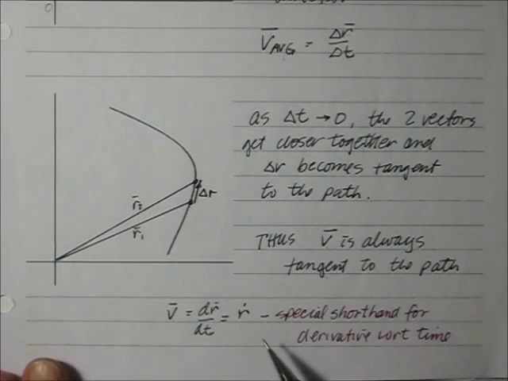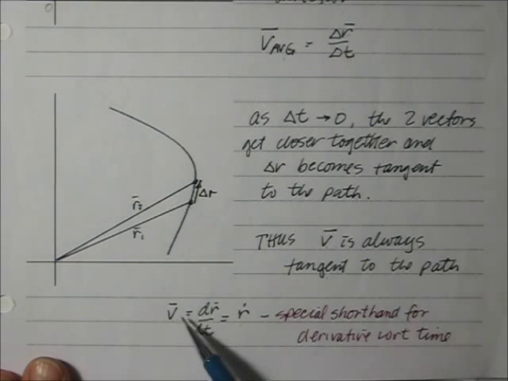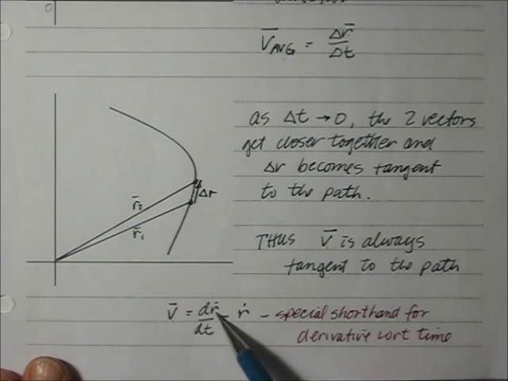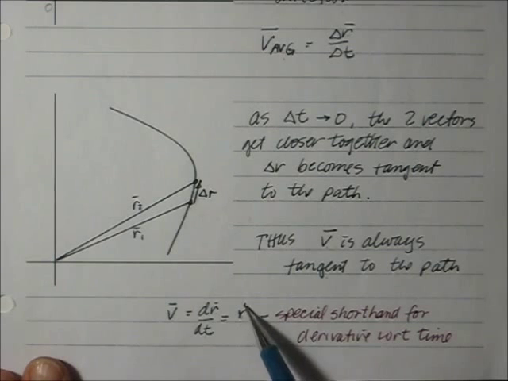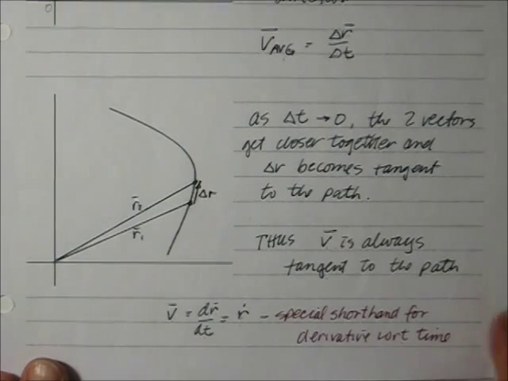All right, and we're going to introduce now a little special shorthand for the derivative with respect to time. We're going to say that the velocity vector, dr/dt, is equal to r dot. And we may use s dot, r dot, x dot, y dot, a whole bunch of different things when we're talking about velocity in different directions. But the shorthand is the dot when we're talking about the derivative with respect to time.